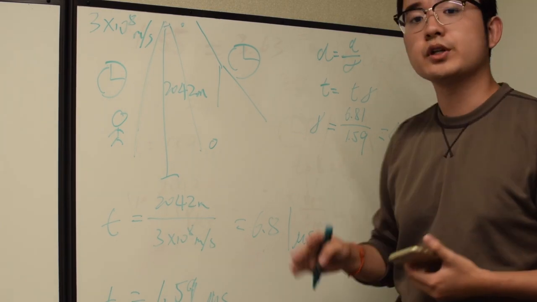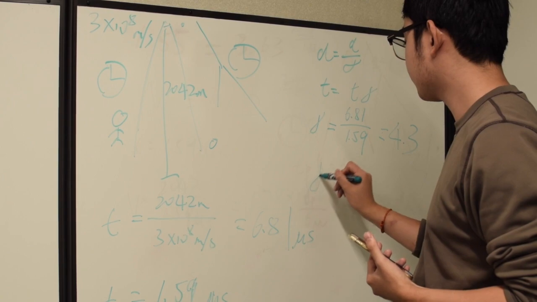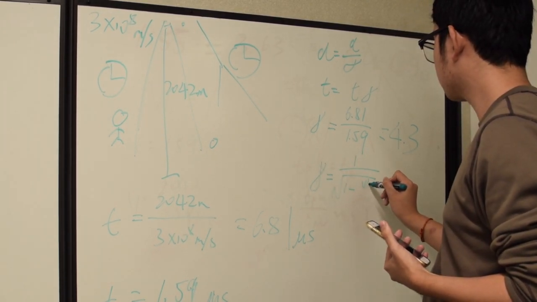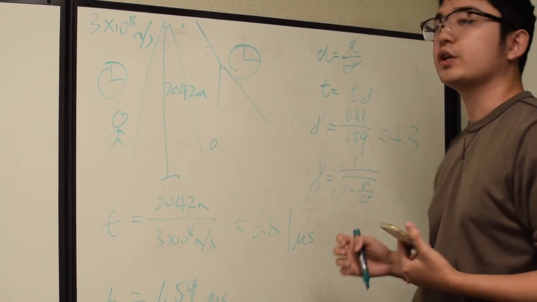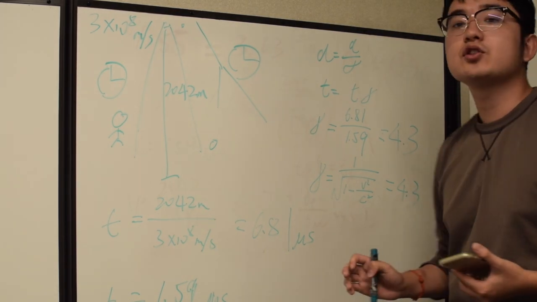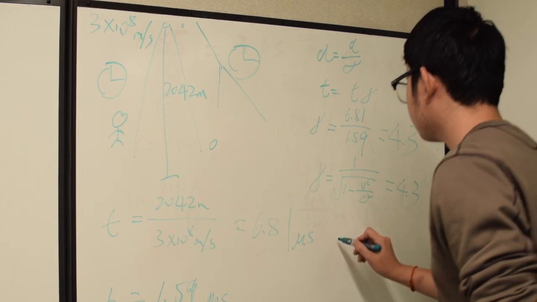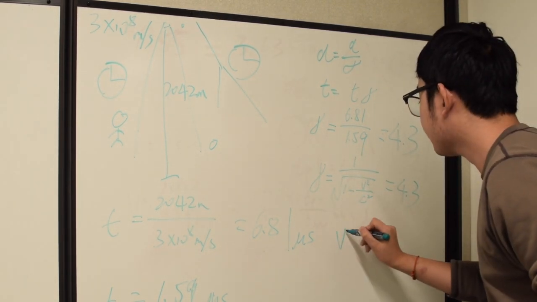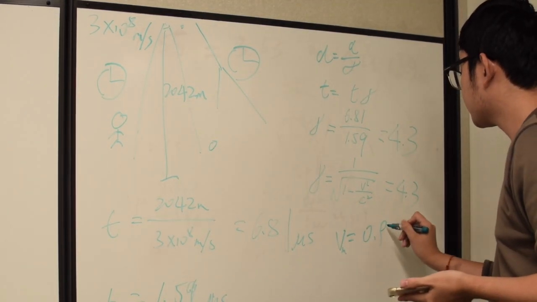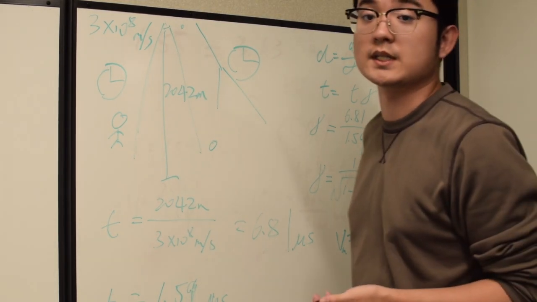So originally, if we want to calculate gamma, we can use this equation. Here in this equation, we know the gamma is 4.3, and we also know the speed of light, so we can determine the real speed for the muon. We organize this, and we can get the speed for the muon is 0.97 times c, which is the speed of light.